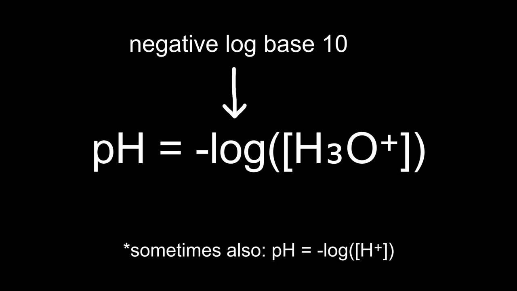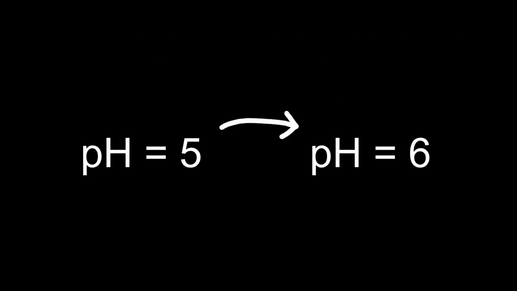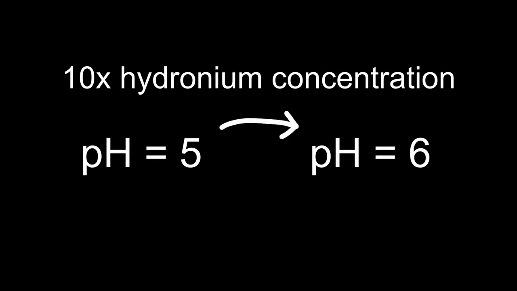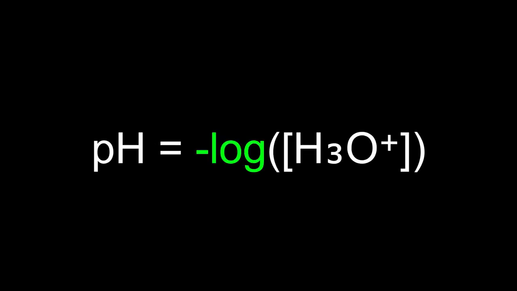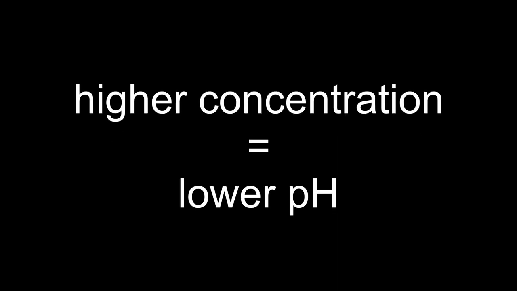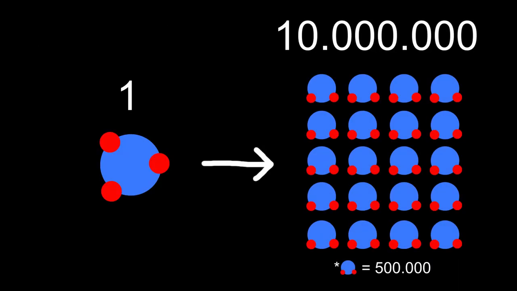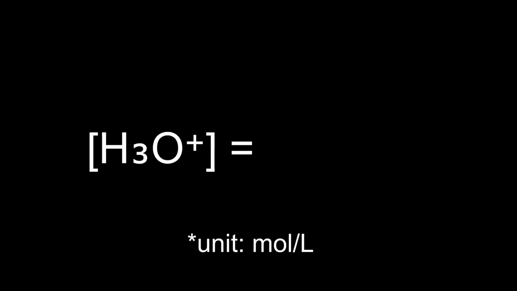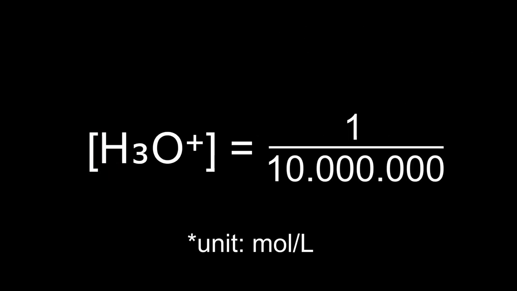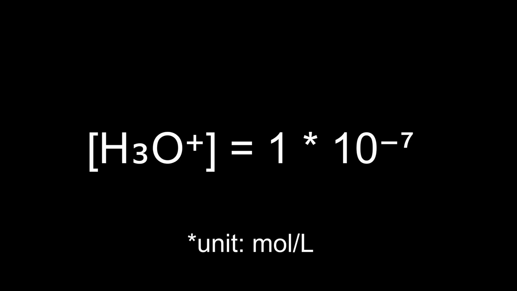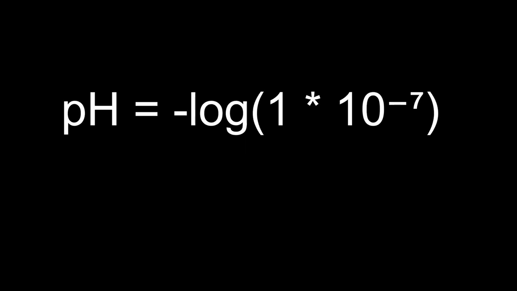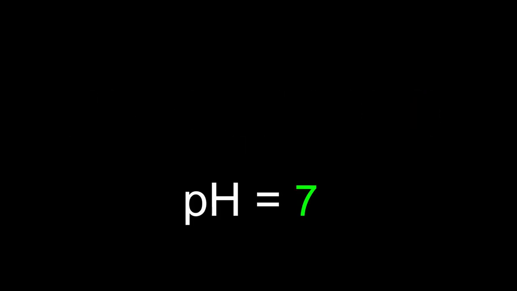Mathematically, it's defined as the negative log of the hydronium concentration, which means one step on the scale is a 10 times change, and also, since it's a negative log, the higher the concentration, the lower the pH. For example, pure water is in a chemical equilibrium. There's exactly one hydronium ion for every 10 million water molecules. In other words, the concentration of hydronium is 1 over 10 million, or 1 times 10 to the negative 7. Taking the negative log of this gives us a pH of 7, which is considered neutral.